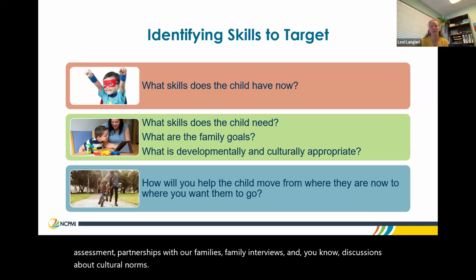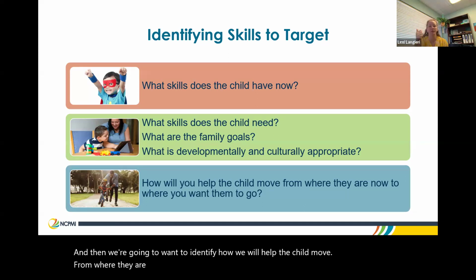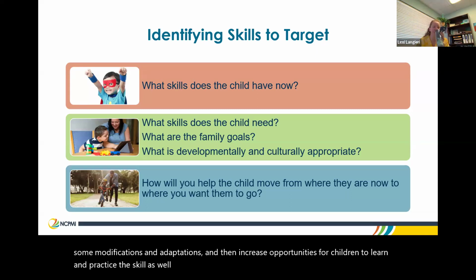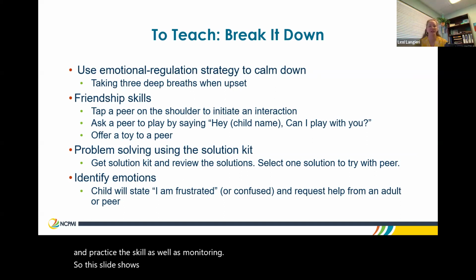And then we're going to want to identify how we will help the child move from where they are now to where they want to go. So identify that targeted skill, create some modifications and adaptations, and increase opportunities for children to learn and practice the skill, as well as monitor it. So this slide shows an example of how we can break down social emotional skills into obtainable, teachable, and measurable goals.